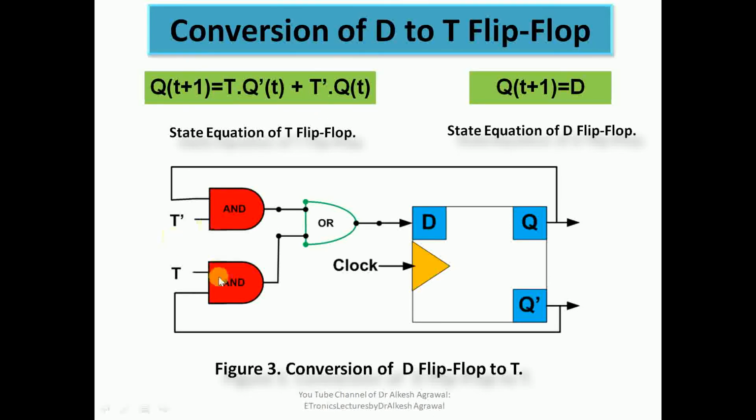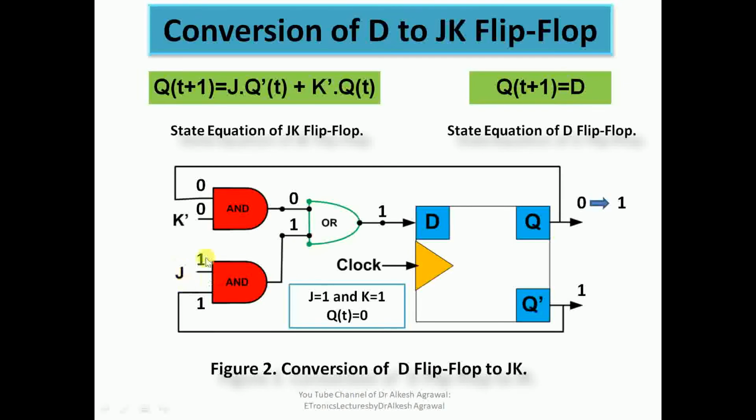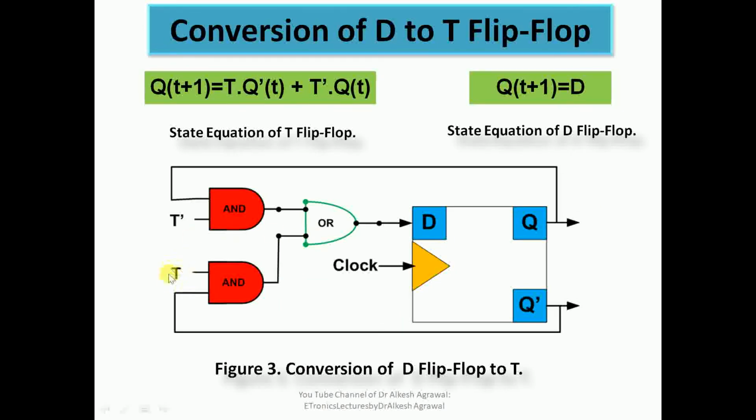So what we have done, if we see in the previous diagram, this J is replaced by T and this K is also replaced by T. So you can see here the J is replaced by T and K is also replaced by T. So we have T and T complement, and the rest is the same. So this D flip-flop is easily converted into a T toggle flip-flop.